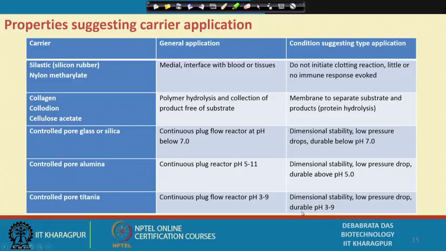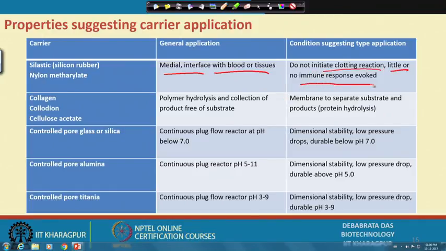Now these are the properties of suggested carriers and their applications. This is silicon rubber and nylon, and methacrylate, which is a medical interface with the blood and tissues. They do not initiate the clotting reaction, and evoke little or no immune response. The collagen, and another, the cellulose acetate, is used for polymer hydrolysis, collection of product-free substrate.